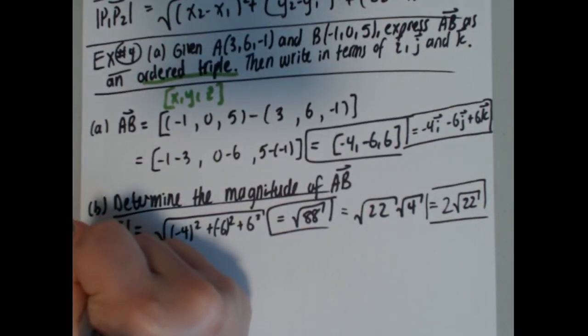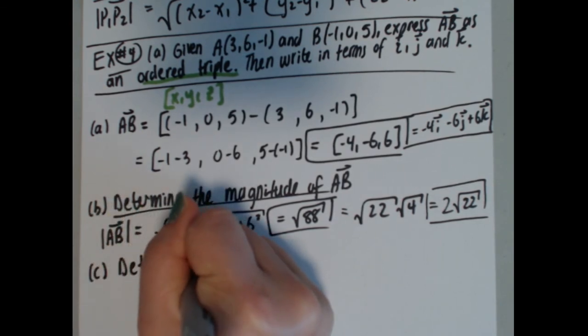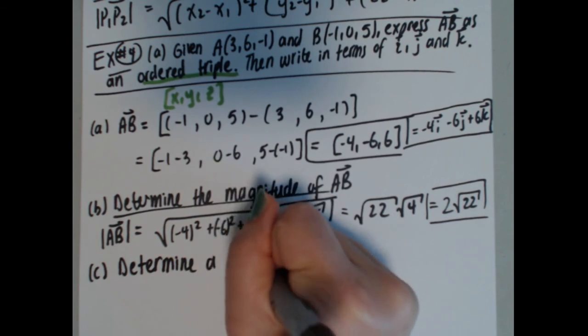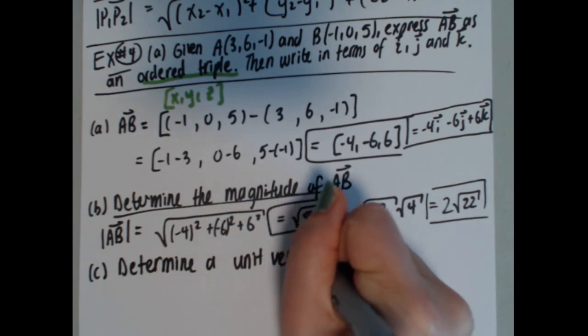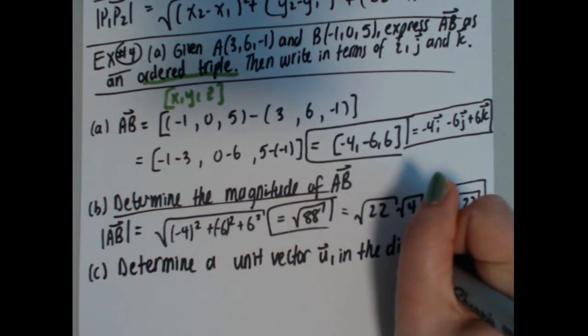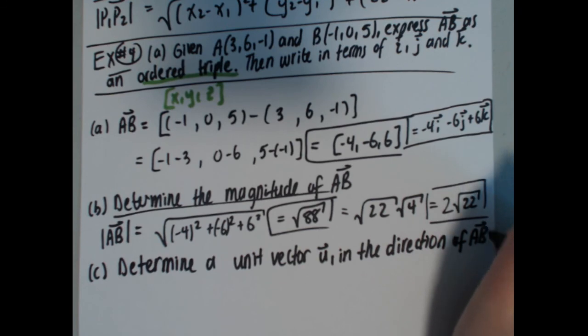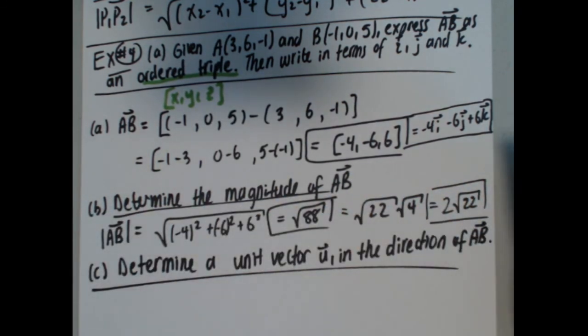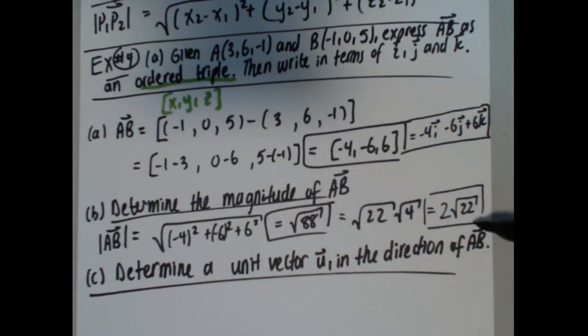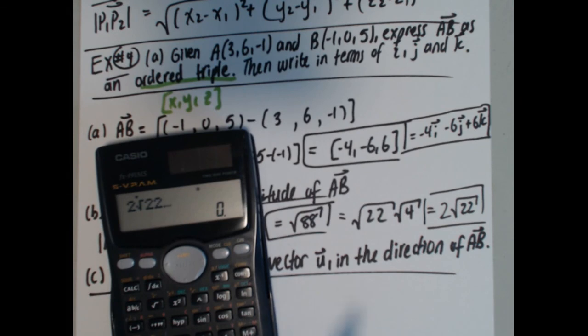Okay, part C. Determine a unit vector u in the direction of AB. Now, you see, we found the magnitude of AB to be 2 root 22. Okay, so what is that? Let's take a look. 2 root 22, that's about 9.4, let's say.